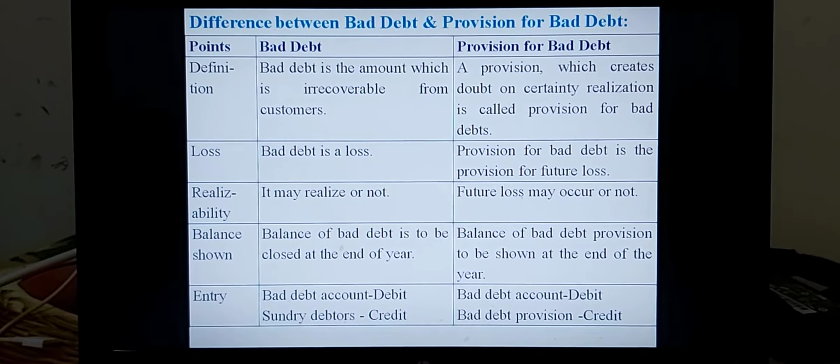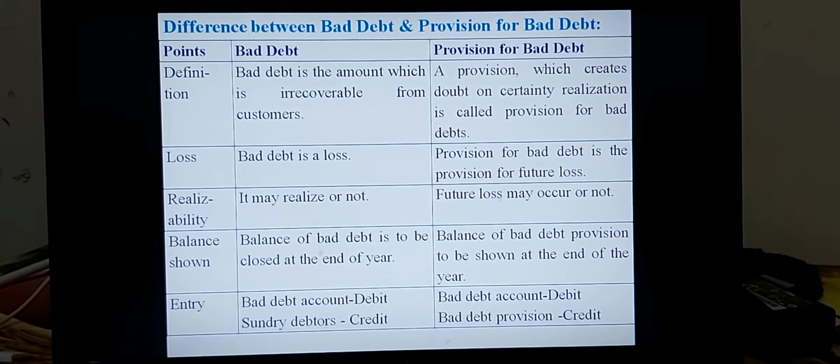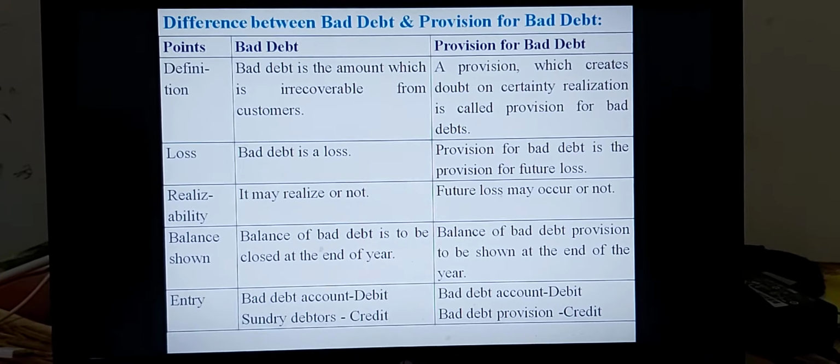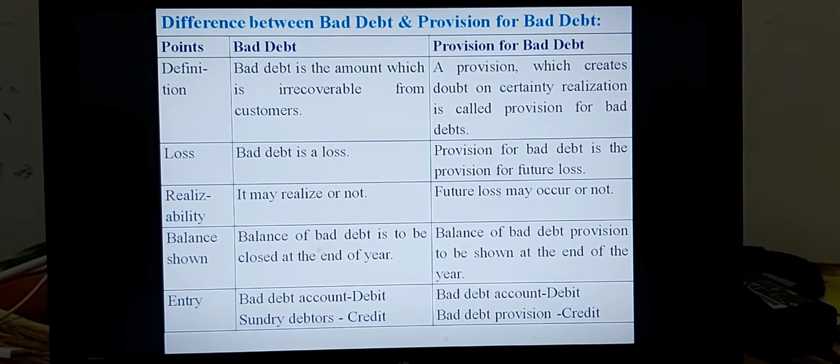Balance shown for bad debt, balance of bad debt is to be closed at the end of the year. There is no closing balance of bad debt at the end of the year, but balance of bad debt provision to be shown at the end of the year, that is in each year.